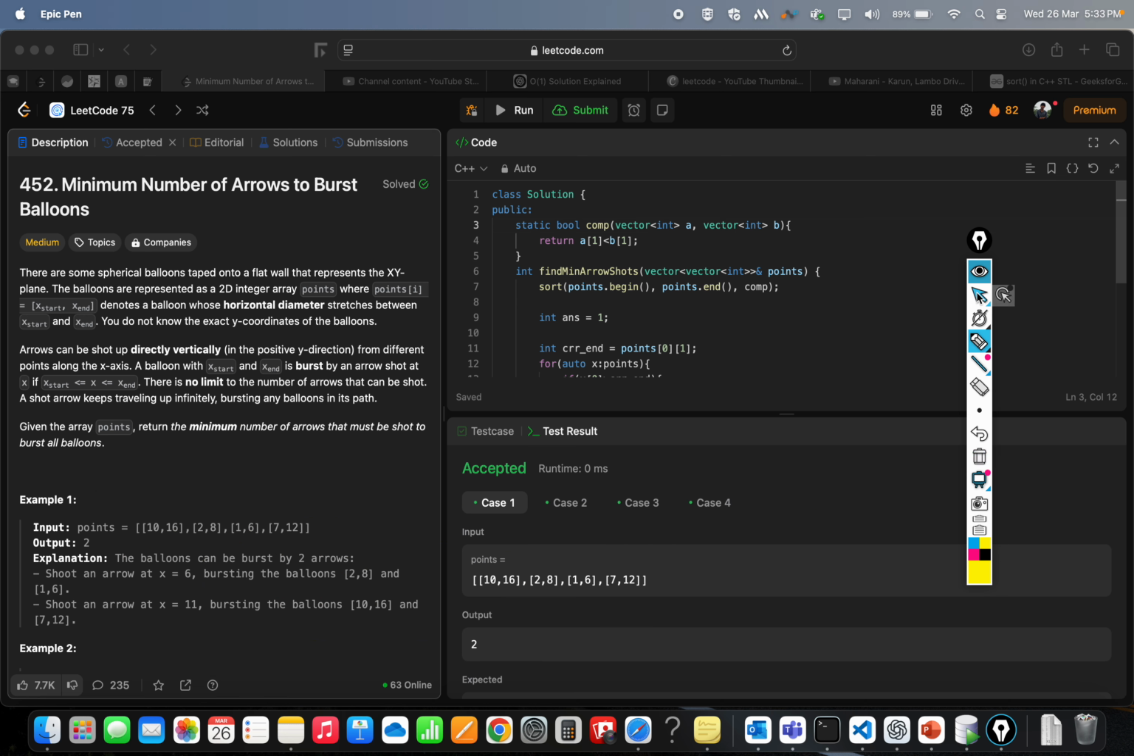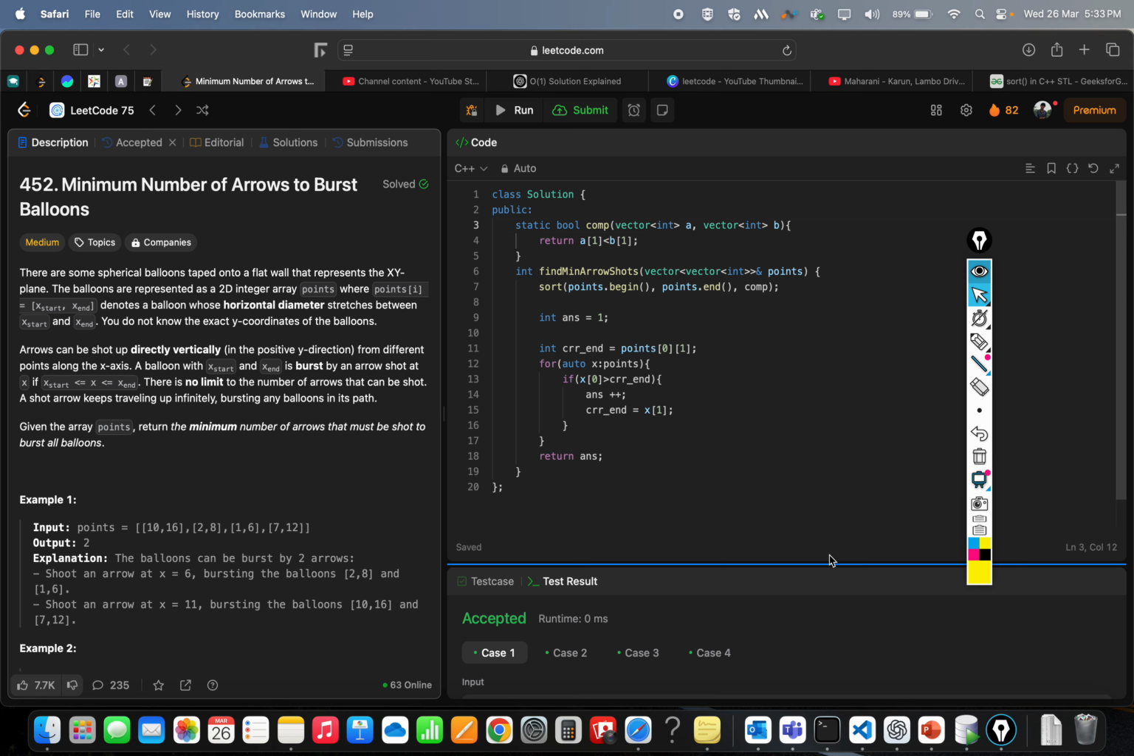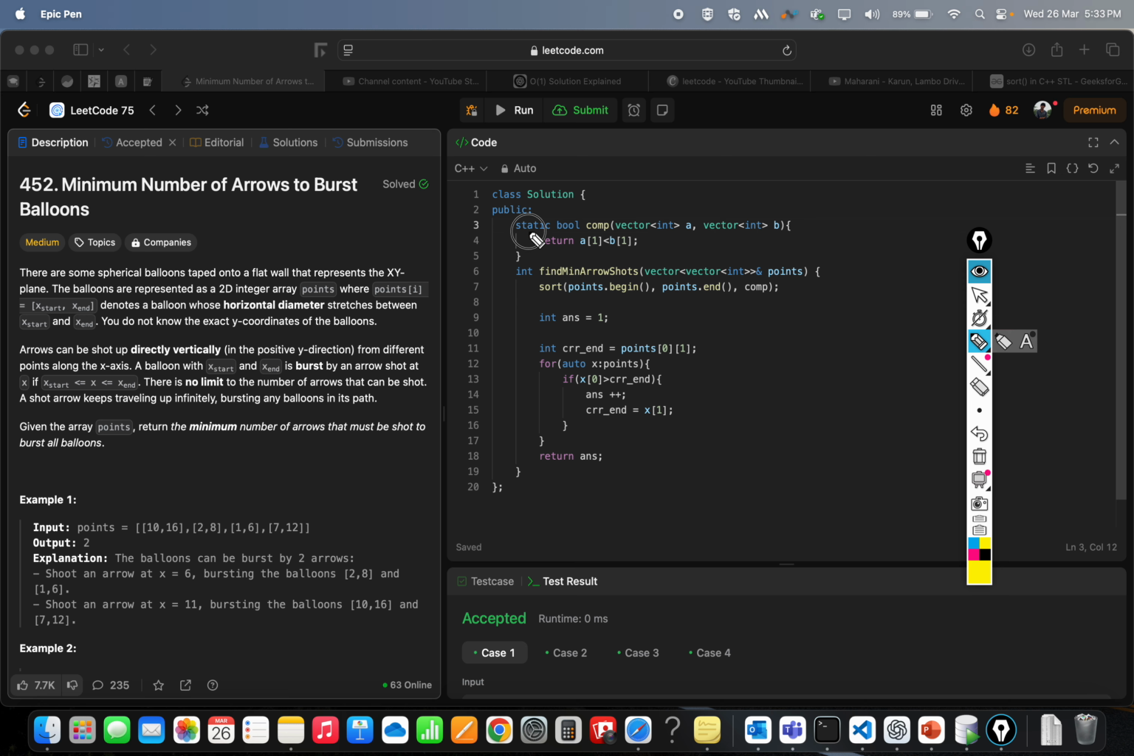Okay, so I have written the code of the same. Let's go to the code. This is a comparison method to compare vectors. I am comparing the second element, so that's why I have to make a comparison function. I'm sorting the points based on this comparison, based on the endpoints. Then I'm traversing through all the points.